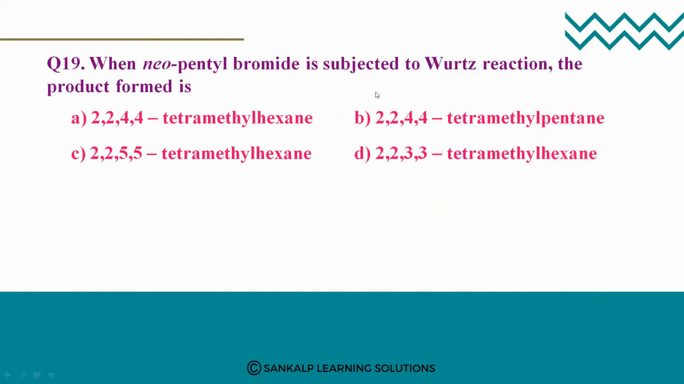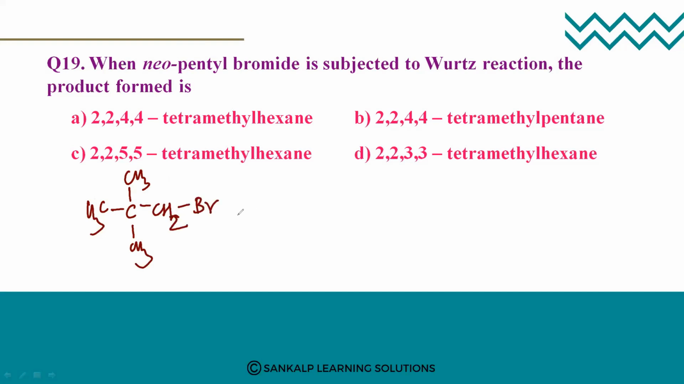When neopentyl bromide is subjected to Wood's reaction, what will the product obtained be? So I'll write the structure of neopentyl bromide. How is the structure of neopentyl bromide? Neo means a central carbon atom, pentyl, so CH3, this will be CH3, this will be CH3. So 1, 2, 3, 4, and this will be 5. And there is a bromide, so one of the hydrogens will be replaced by Br.